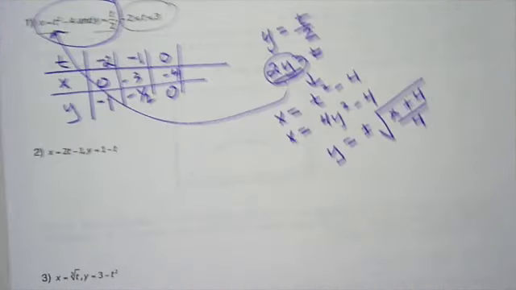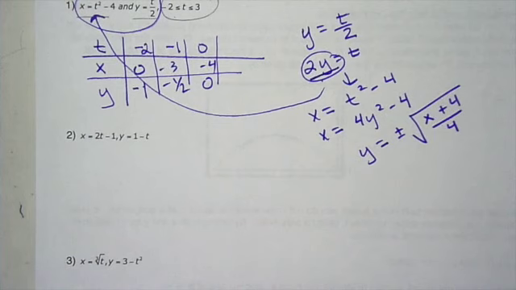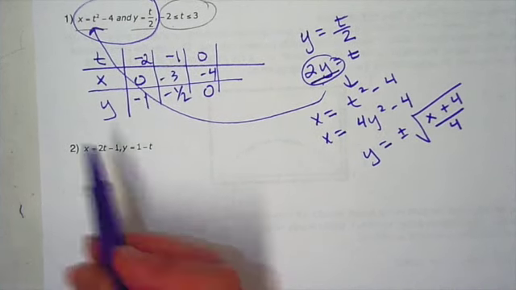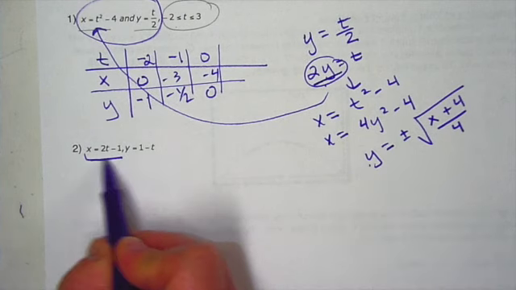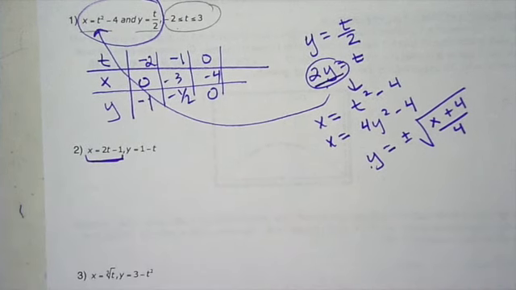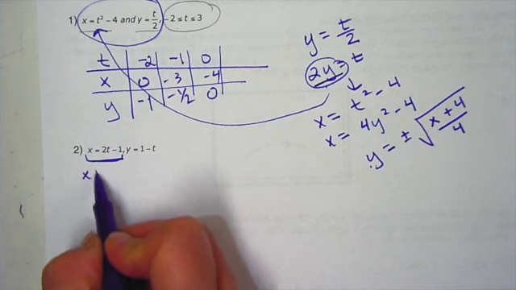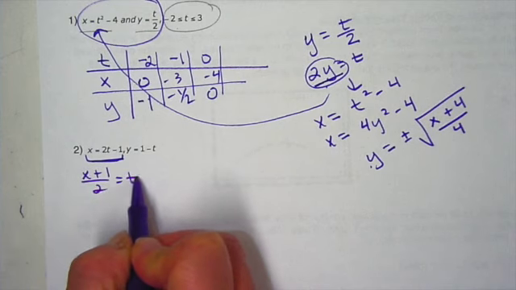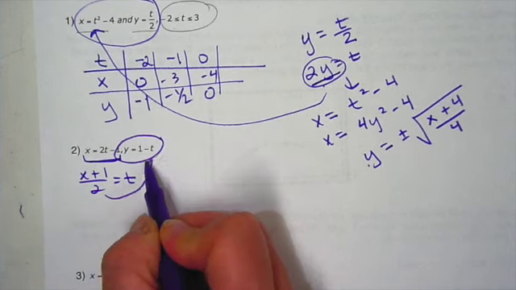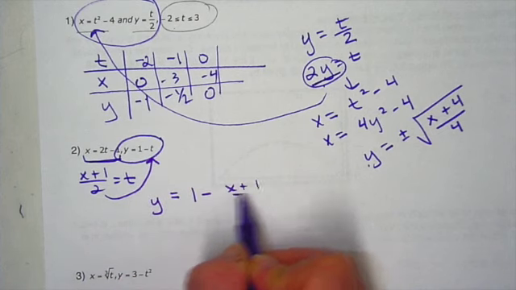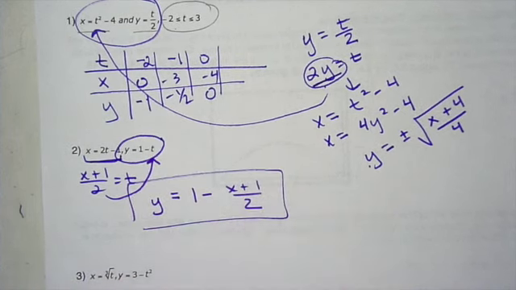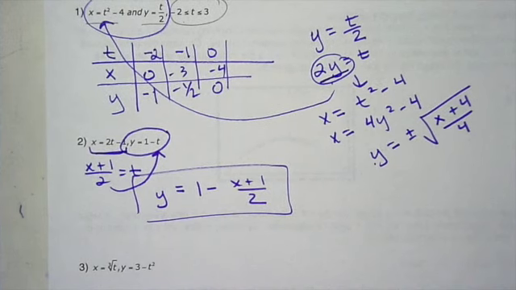Okay, so the next couple we're just going to practice eliminating the parameter. So this one, I always want the equation y equals, so typically I will solve the x equation in terms of t. So x plus 1 over 2 equals t. Here's my y equation. I'm just going to plug it in here. Y equals 1 minus x plus 1 over 2. This is my equation in terms of x and y.